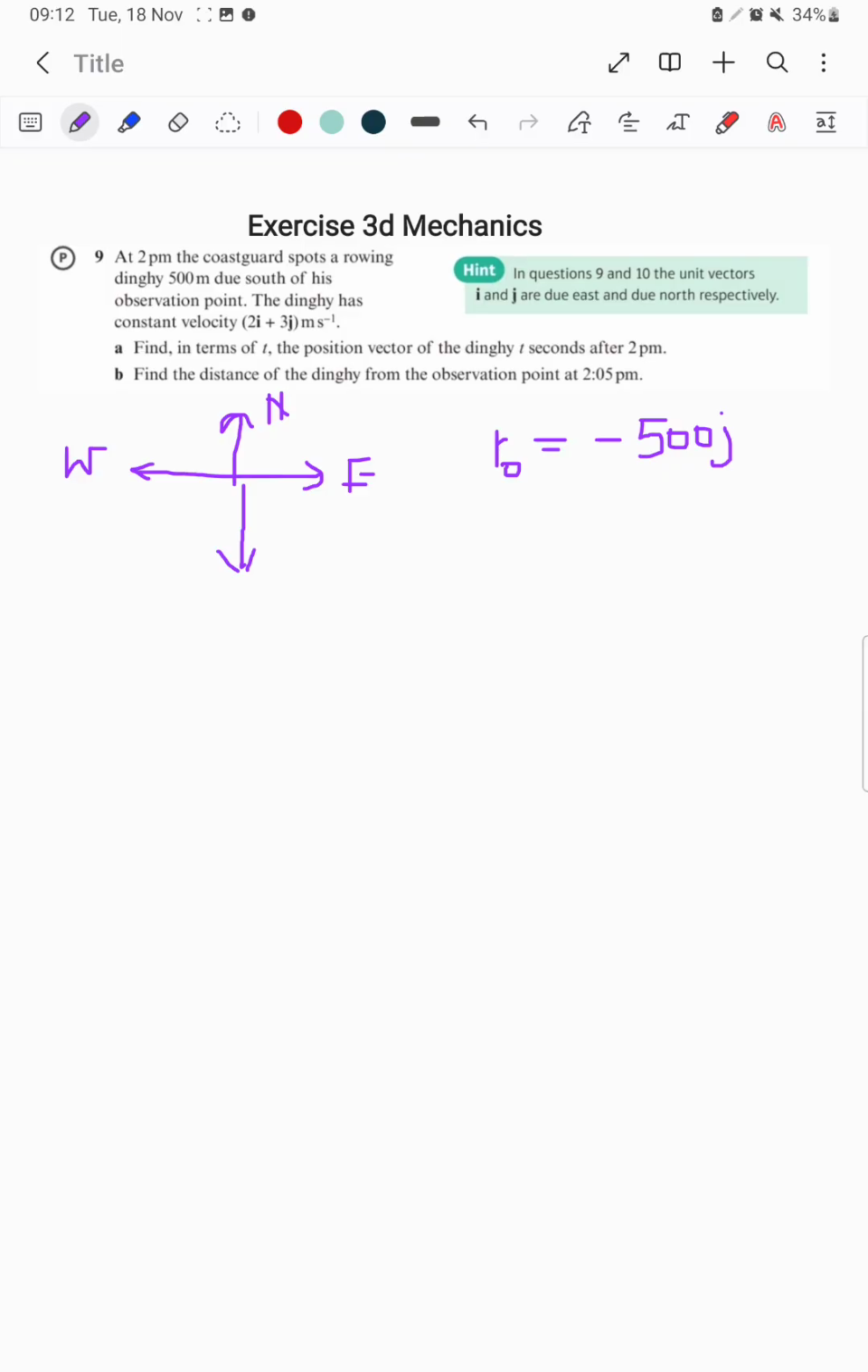The dinghy has a constant velocity. The velocity is a constant velocity vector, and that is given as 2i plus 3j. One important point which I want to tell you here is, we apply r equals r naught plus vt when we have a constant velocity. Now they said find in terms of t the position vector of the dinghy t seconds after 2 p.m. So this is the position at 2 p.m. After t seconds, what will be the position?